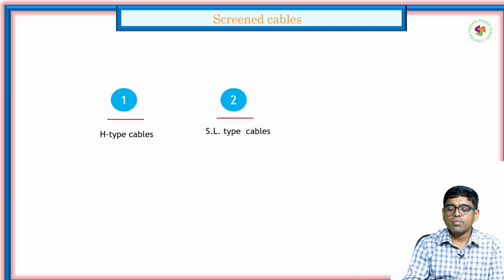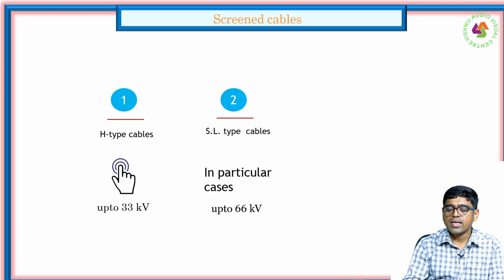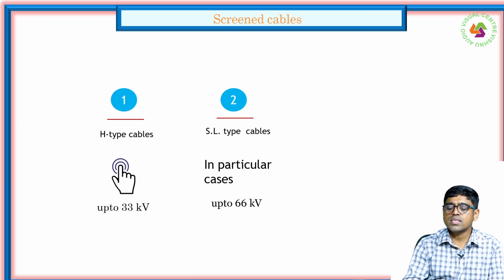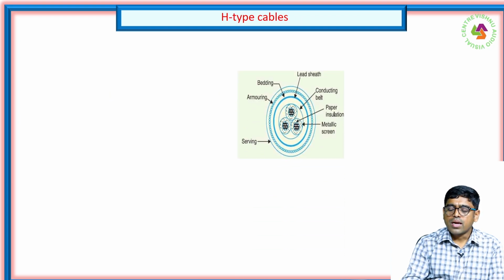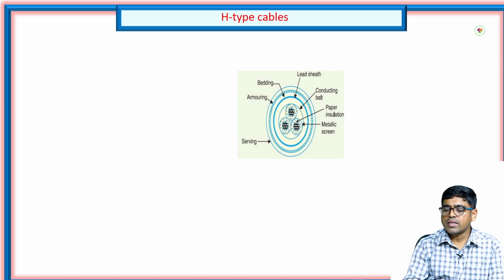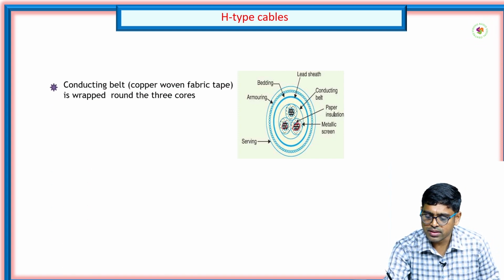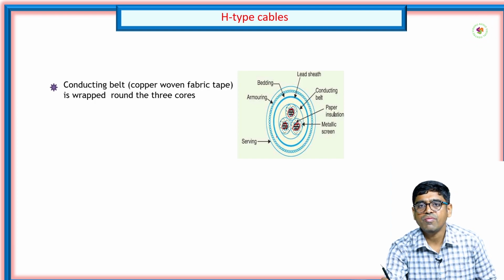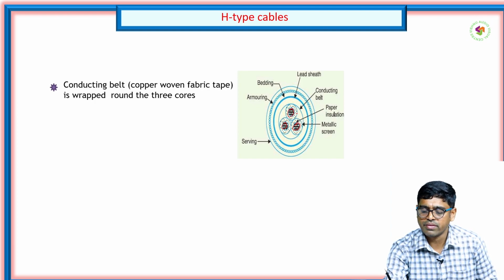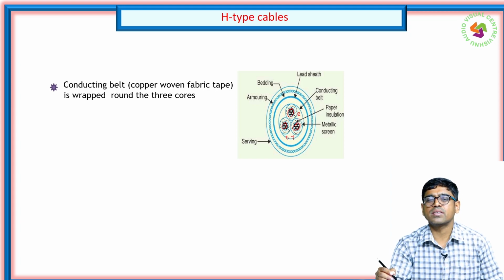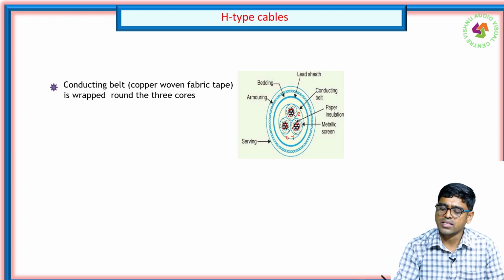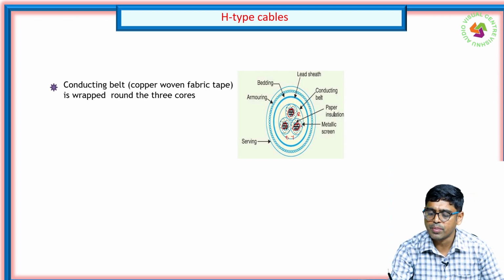Next we look at screened cables. One is the H type cable, another is the SL type. The H type is recommended up to 33 kV and the SL type is used up to 66 kV. In the H type cable, you can see these conductors, the R, Y, B three phases, and each phase has its own metallic screen and paper insulation.